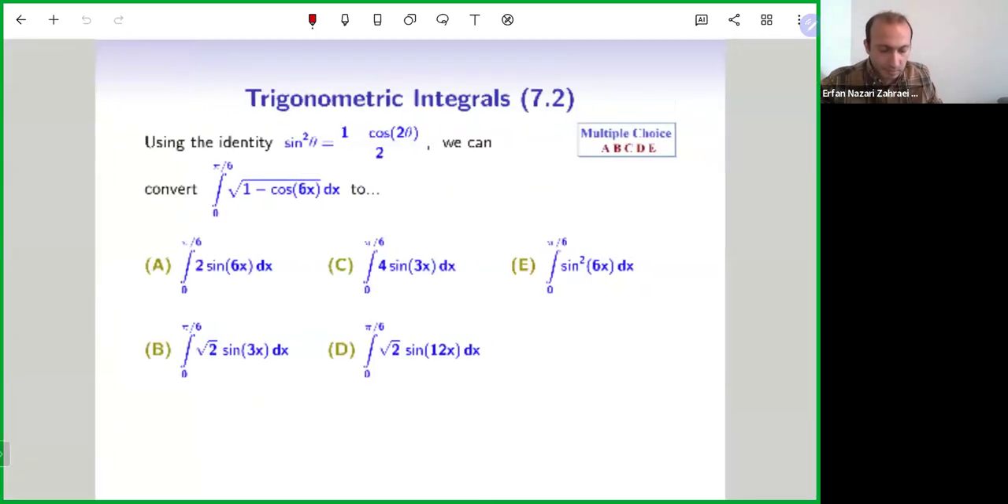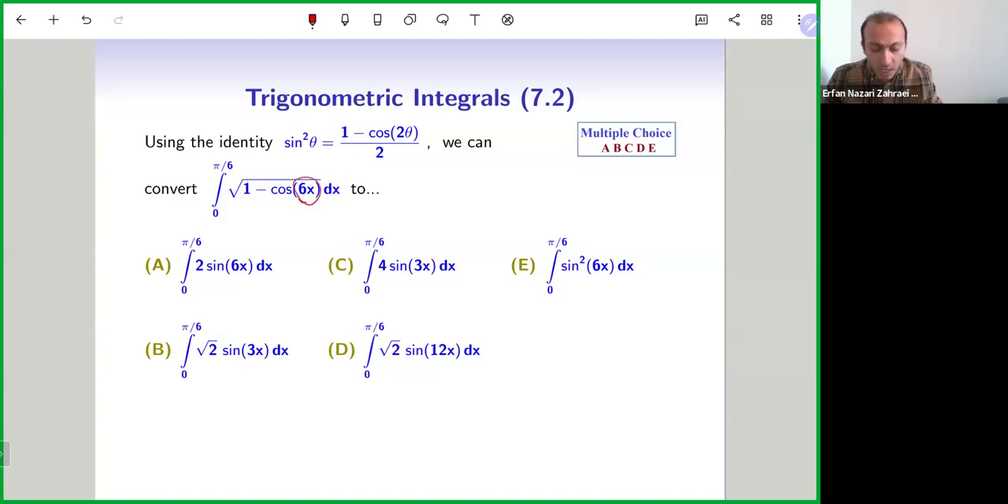The last multiple choice question in this section is this. We want to compute this integral, and the hint is given using this identity. This is one of the identities that I mentioned at the beginning in the summary of the course. So if I want to use that, I see that I have 1 minus cos. Here I also have 1 minus cos. So I notice that this should be the same as this. So this 2 theta should be 6x. So what should theta be?